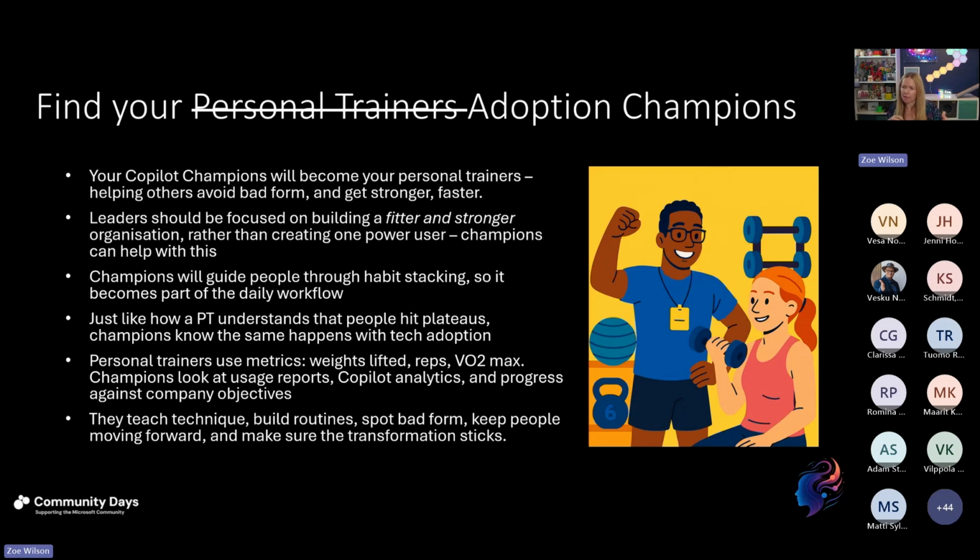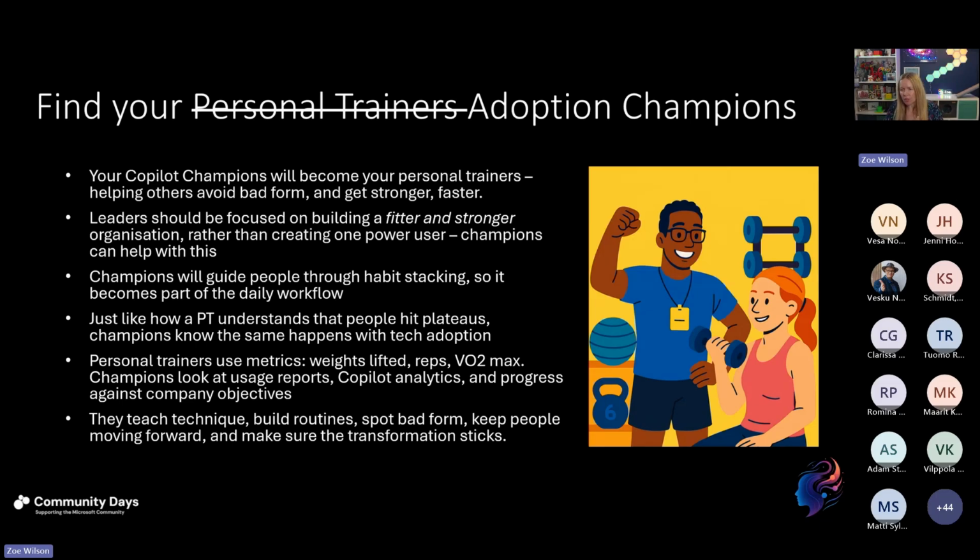When people start to plateau, in the same way that a personal trainer can change things up in a gym, a champion can help guide people through the tech adoption plateaus that they might hit and continue to build that muscle in new and different ways. And when you think about personal trainers in the gym, they use metrics like weights lifted, reps, speed, distance, those kinds of things. The champions in an organization will be able to use things like the usage reports, Copilot analytics, data from the Copilot dashboards, and help individuals progress against the company goals that have been set for Copilot.